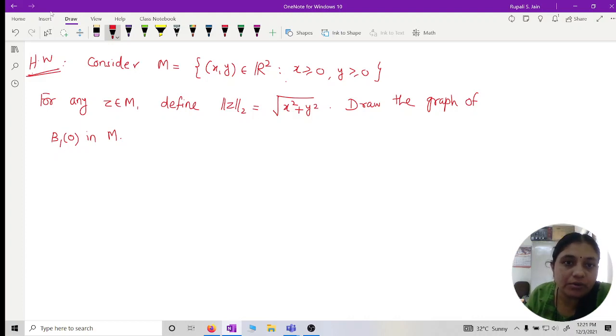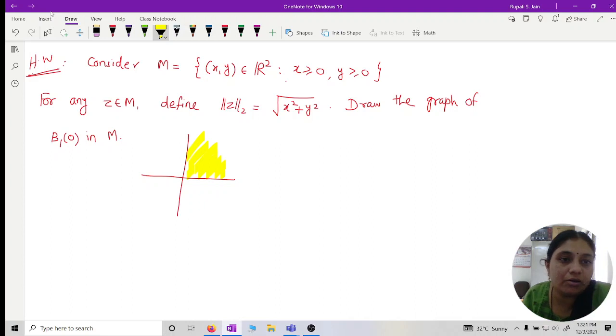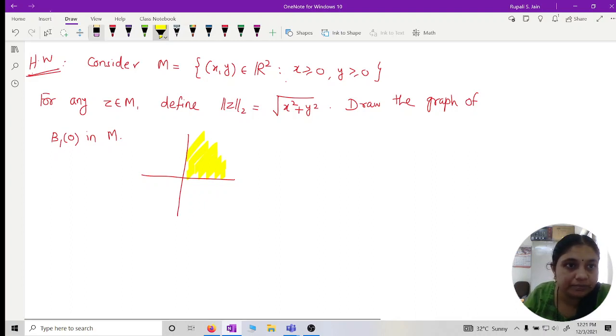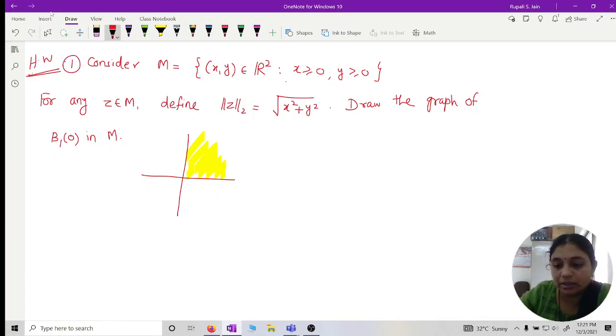Now instead of R2, I have restricted my metric space to only which part of R2? If R2 is this one, x greater than or equal to 0 and y greater than or equal to 0 means only this part, right? So in this, what will be the open ball with respect to this norm? That you have to find and draw the diagram. I think using the definition you can do that. Okay, we can take this one.